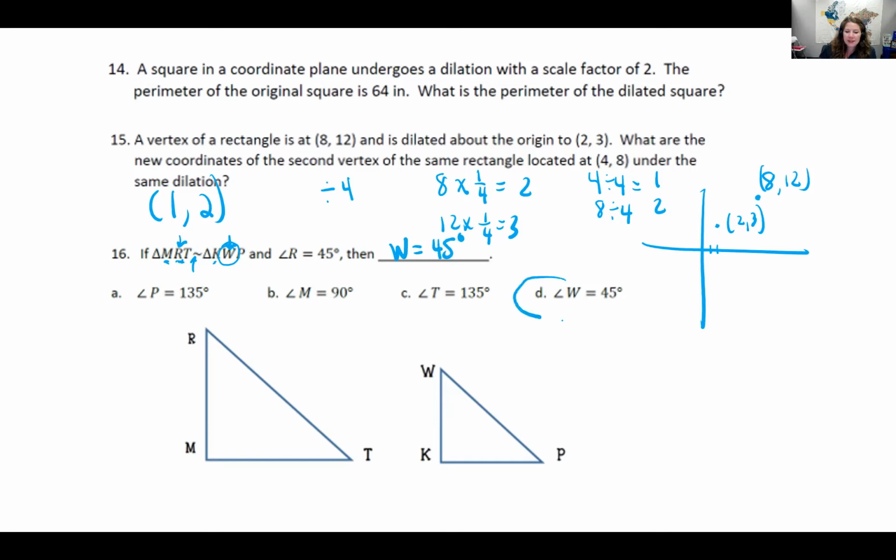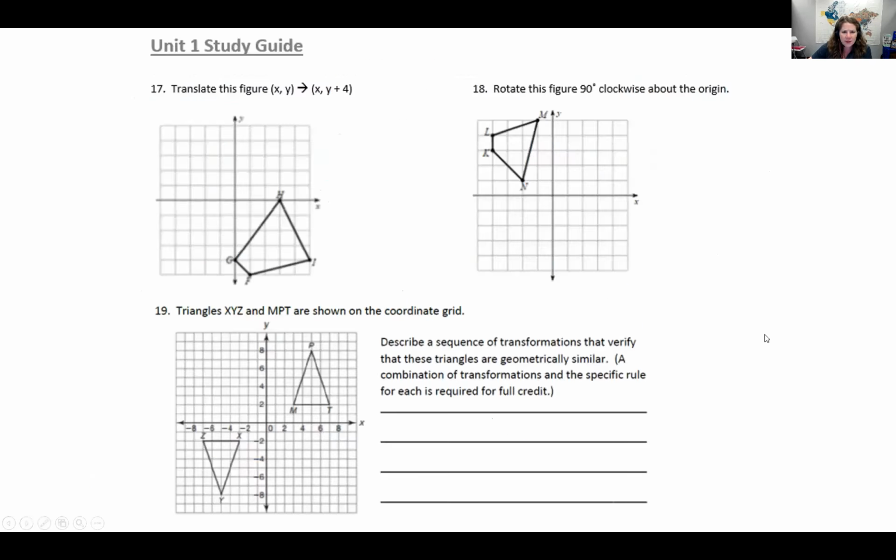Oh, I didn't even see this. Yeah, I didn't even realize this was a multiple choice question. So just find the letter that's in the same position in the second triangle. All right, number 17, this tells us we're going to translate this quadrilateral.